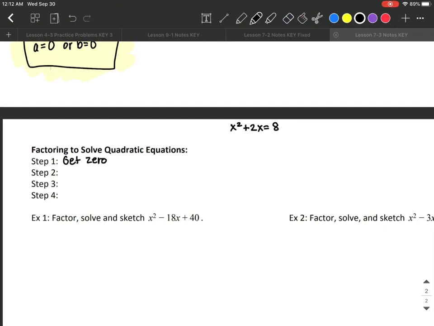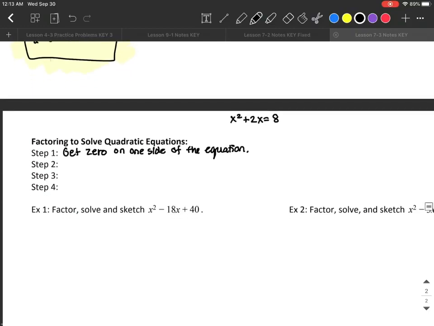So we could use that zero product property we just talked about. So get 0 on one side of the equation. I want to get 0 on one side of the equation because, well, I'm looking for my zeros. I'm looking for the things that make y is equal to 0, because I want to find the x-intercepts. That's my solutions.